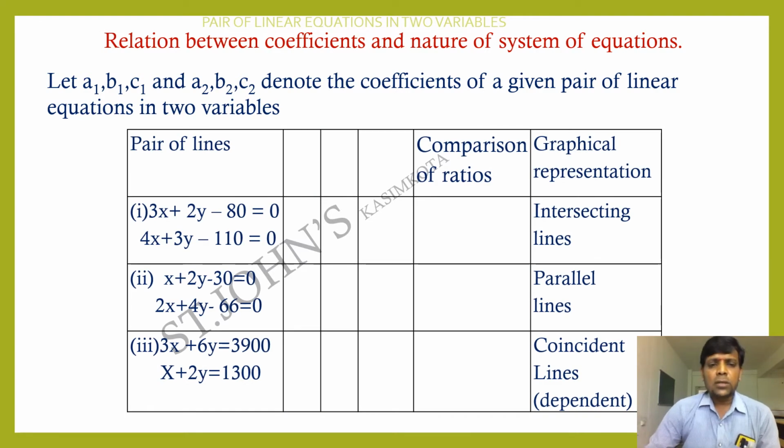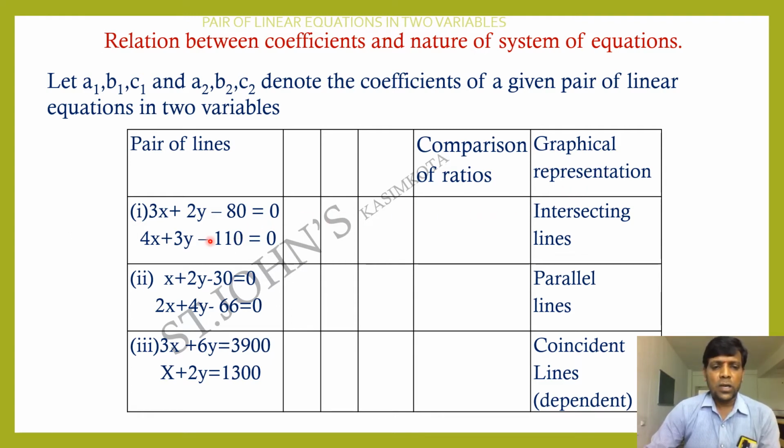So already I wrote three pairs of equations. Here the first pair of lines is 3x plus 2y minus 80 equal to 0 and 4x plus 3y minus 110 equal to 0. This is the first pair. Here are the coefficient ratios: a1 by a2, b1 by b2 and c1 by c2. Clear? Now the comparison of ratios, and the last part, the graphical representation.